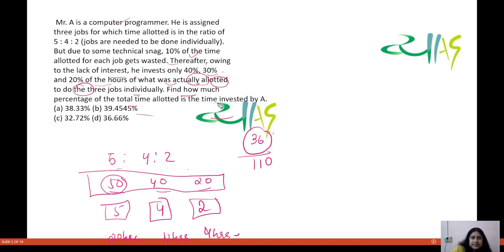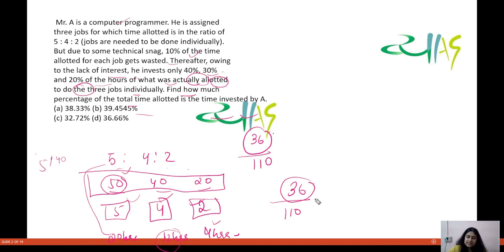So it is asking to find how much percentage of the total time is invested by A. So 36 hours are invested, because only 40, 30, and 20% of the hours of what was actually allotted to the three jobs is invested. So we are getting 36 hours. I think there should be no problem here, because 40% of this is 20 hours, 30% of this is 12 hours, and 20% of this is 4 hours. So you have 36 hours.